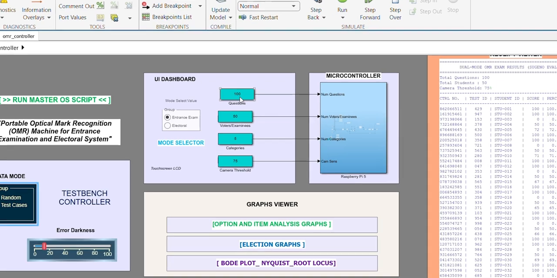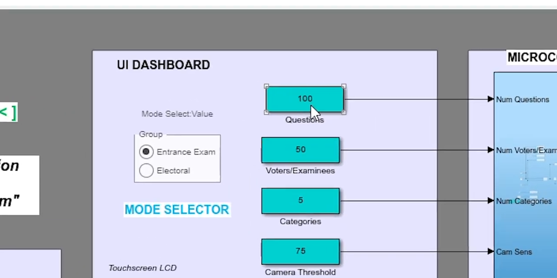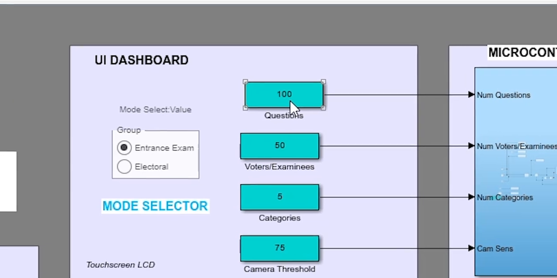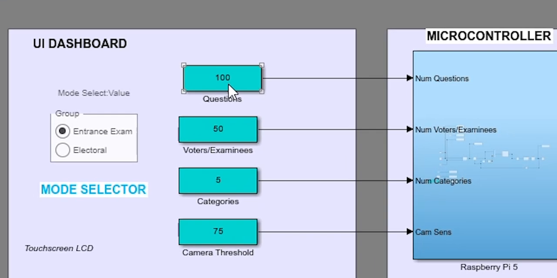So there are two modes. The first one would be the examination mode. It configures the algorithm to expect a 1 out of 4 multiple choice format. So it is A, B, C, D. The next one would be electoral mode. So it configures the algorithm to expect a 1 out of 2 candidate A versus candidate B format across multiple categories. So besides it would be the input console or the parameters.